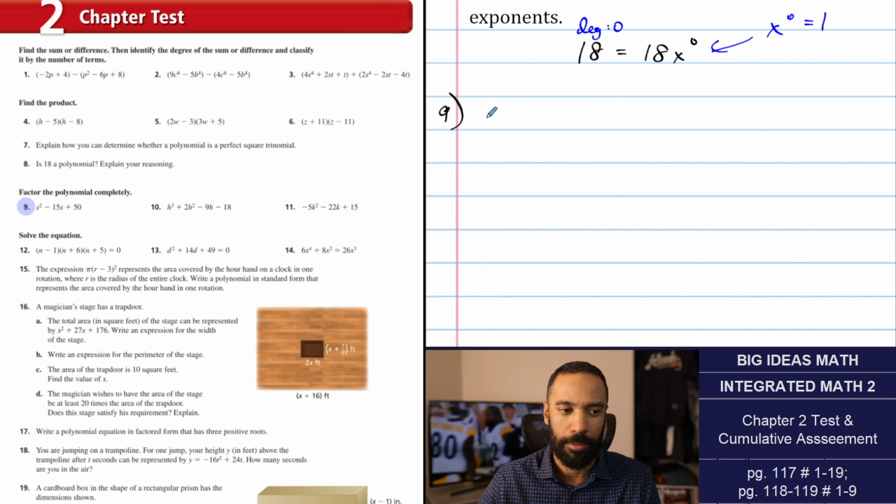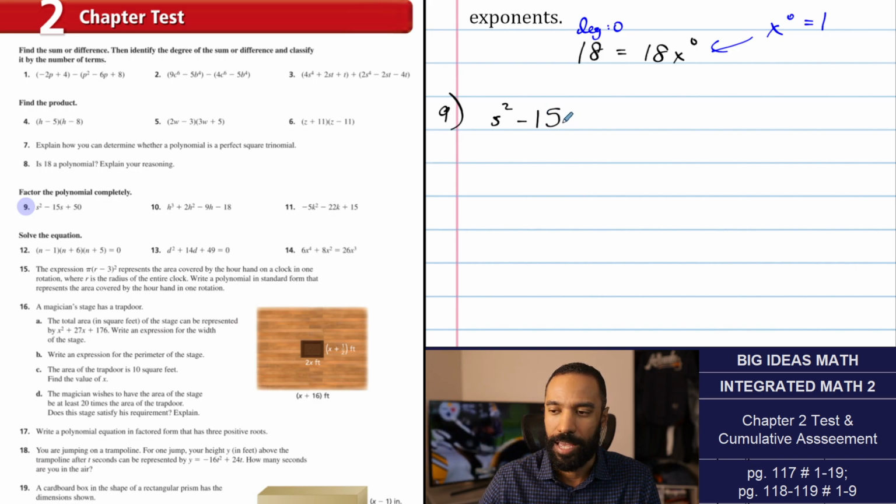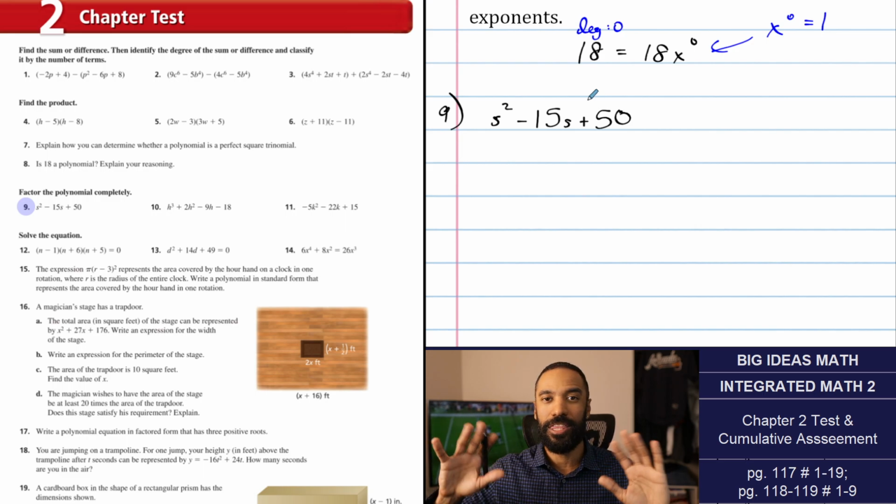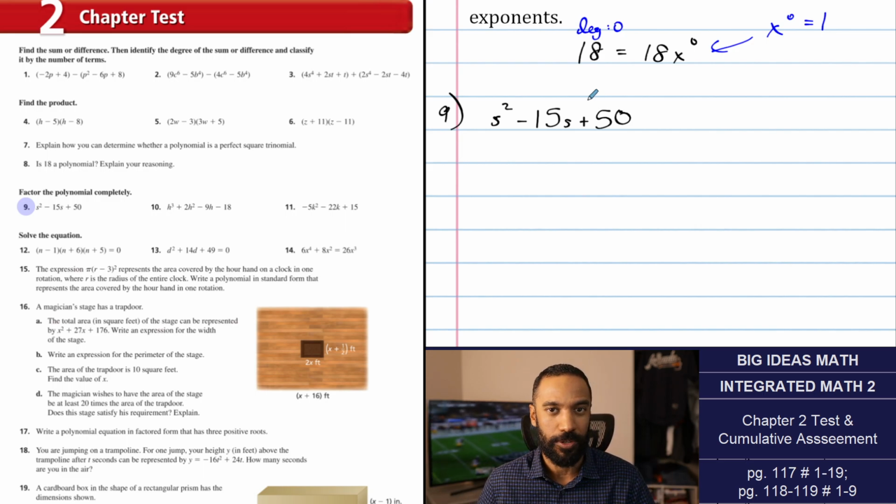Factor the polynomial completely. Of course, they put s's with 5s, but I have s squared minus 15s plus 50. Now, this is out of section 2.5. There are no common factors, which is something I should always seek first, and especially now that we're in a chapter test, nothing's in a vacuum anymore. Anything is fair game. They won't tell you when something's a special case or not. They won't tell you something has a GCF or not, so that's good.